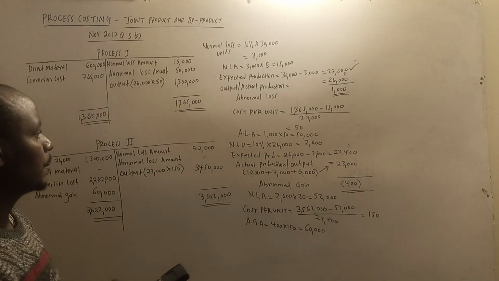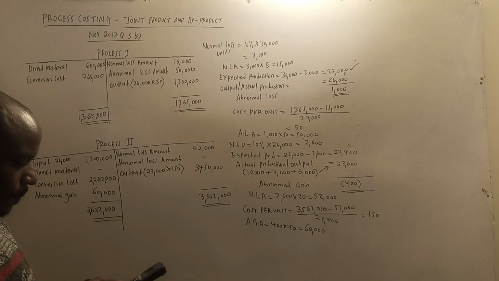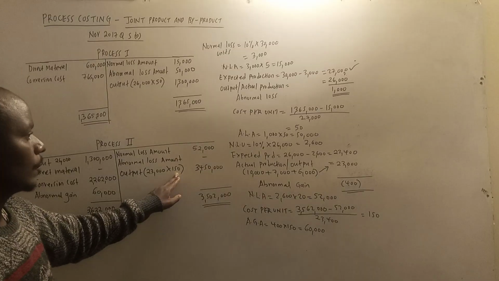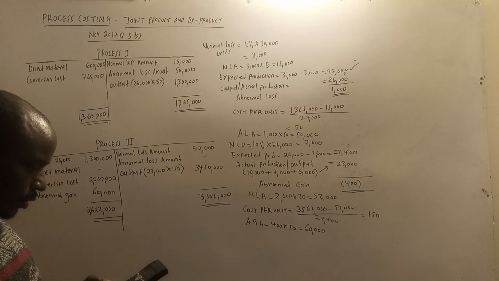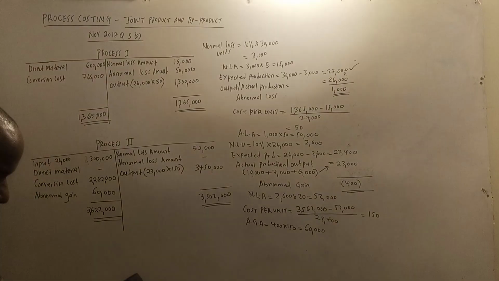Then we divide by the expected production, 23,400. So I'm getting 150. So we multiply with the output, which is 23,000 times 150, 34,50,000. So plus 52,000, 3502.